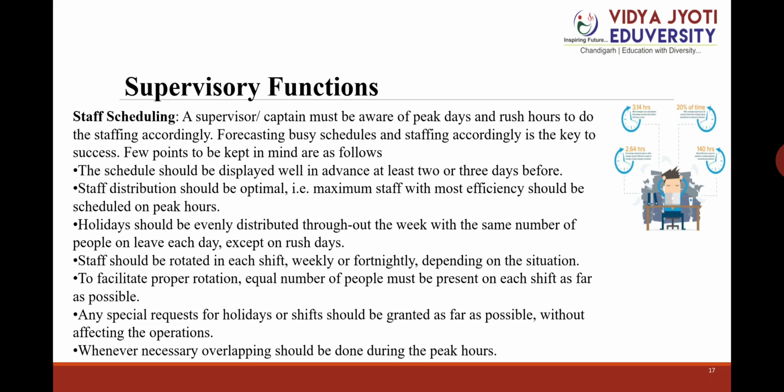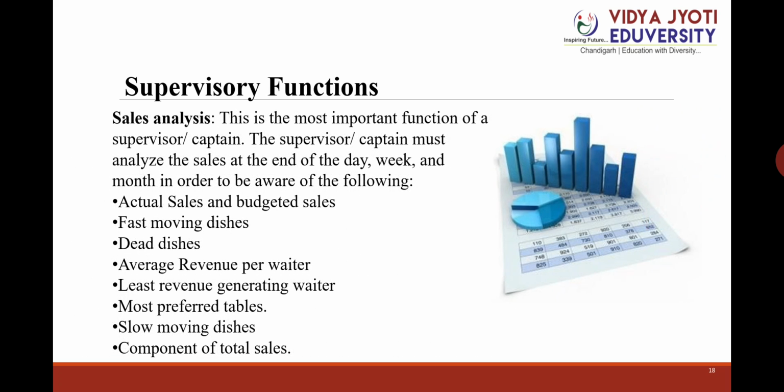Staff distribution should be optimal, that is, maximum staff with most efficiency should be scheduled on the peak hours. Holidays should be evenly distributed throughout the week with the same number of people on leave each day, except on the rush days. Staff should be rotated in each shift weekly or fortnightly depending on the situation. To facilitate proper rotation, an equal number of people must be present on each shift as far as possible. Any special requests for holidays or shifts should be granted as far as possible without affecting the operations, and whenever necessary, overlapping should be done during the peak hours.